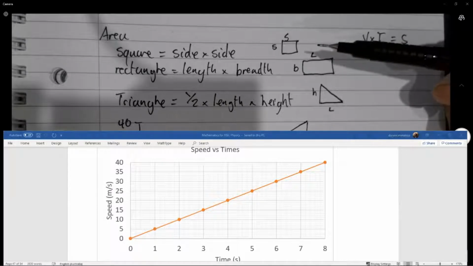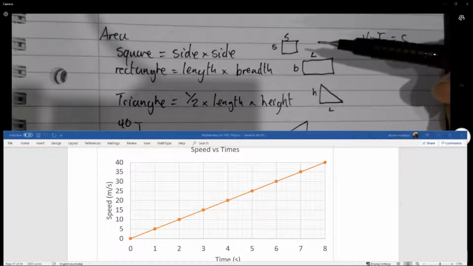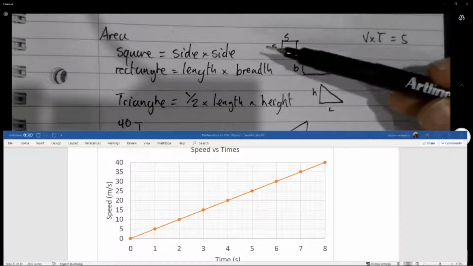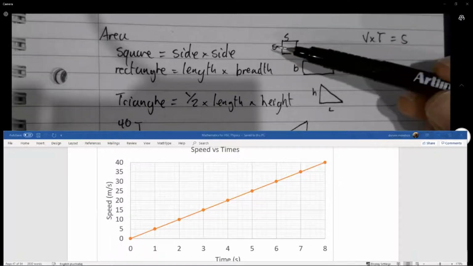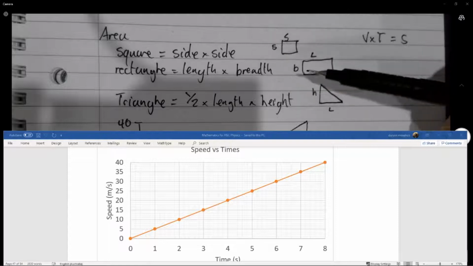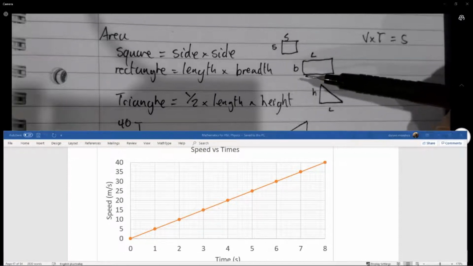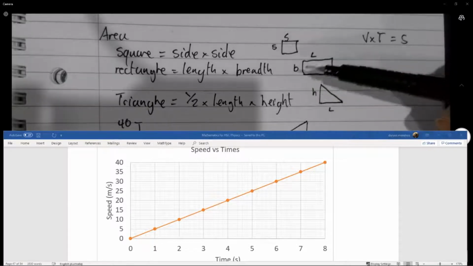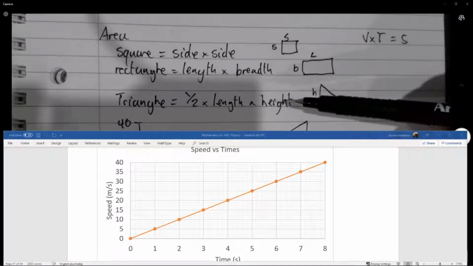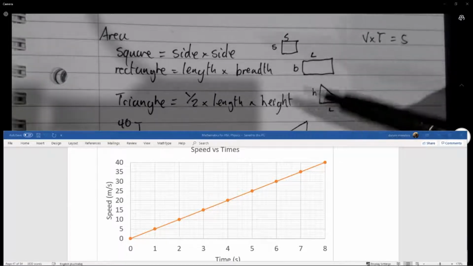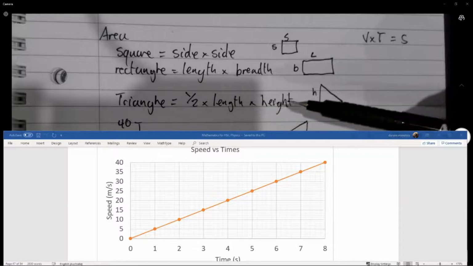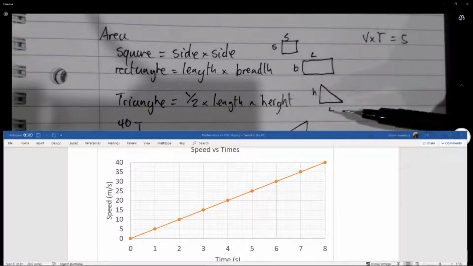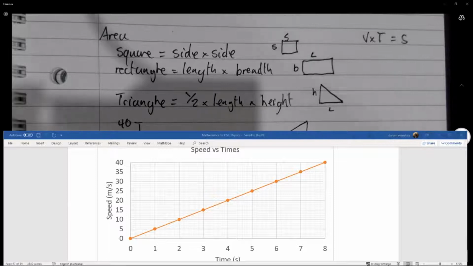A couple of equations of areas that you should remember will help you out. Don't think that these will come up that often. The area of a square is side times side. The area of a rectangle is the length times its breadth. There might be other variables or terms that you use, but either way, you're multiplying the different sides. And for a triangle, it's half times the length times the height. So the height and its length multiplied by half gives you the area of a triangle.